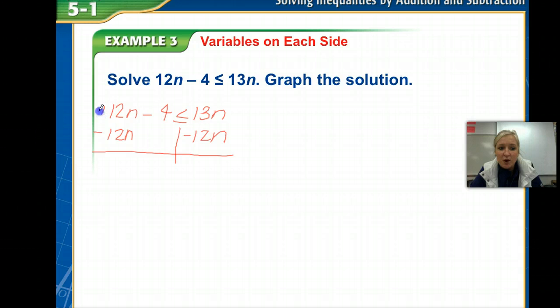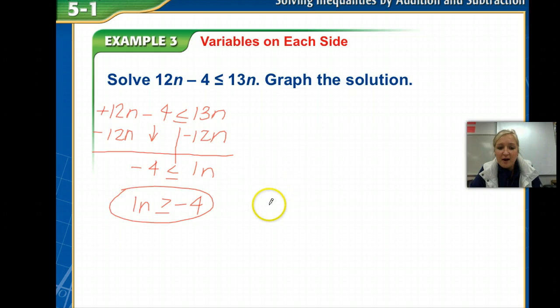This is a positive 12n, and this is a negative 4. I've seen a lot of confusion because I have a subtraction symbol that I have to add. But really what you're doing is eliminating the variable. The variable is 12n. It's a positive 12n, so we're going to subtract 12n and bring down the negative 4. So negative 4 is less than or equal to 13n minus 12n is just 1n. Now, just as I mentioned before, I'm going to rewrite it as 1n, or just simply n, is greater than or equal to negative 4.